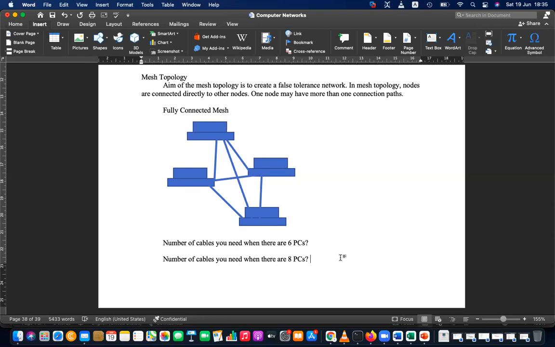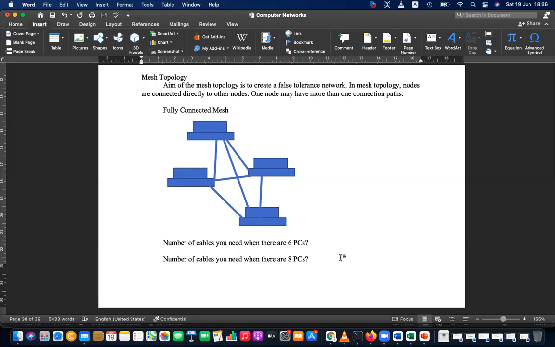Yes? How many cables? Four computers need 6 cables.